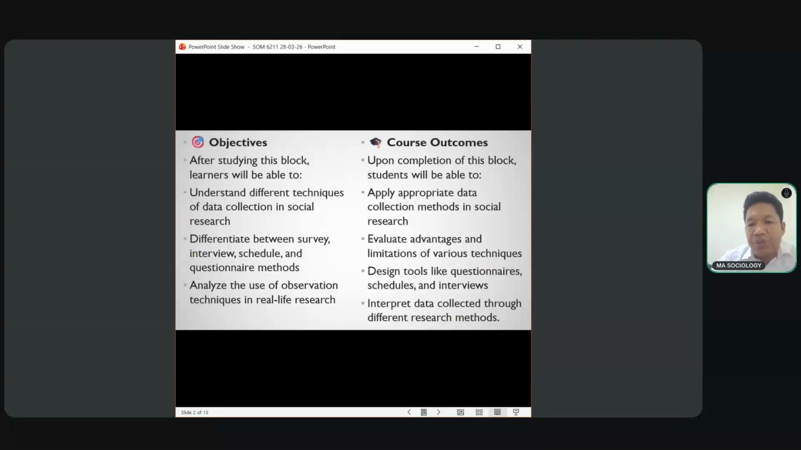Okay, so let's start with the objectives of today's class. Understand different techniques of data collection in social research. Differentiate between survey, interviews, schedule, and questionnaire methods. Analyze the use of observation techniques in real-life research. The course outcome is that you will be able to apply appropriate data collection methods in social research, evaluate advantages and limitations of various techniques, design tools like questionnaires, schedules, and interviews, and interpret data collected through different research methods.